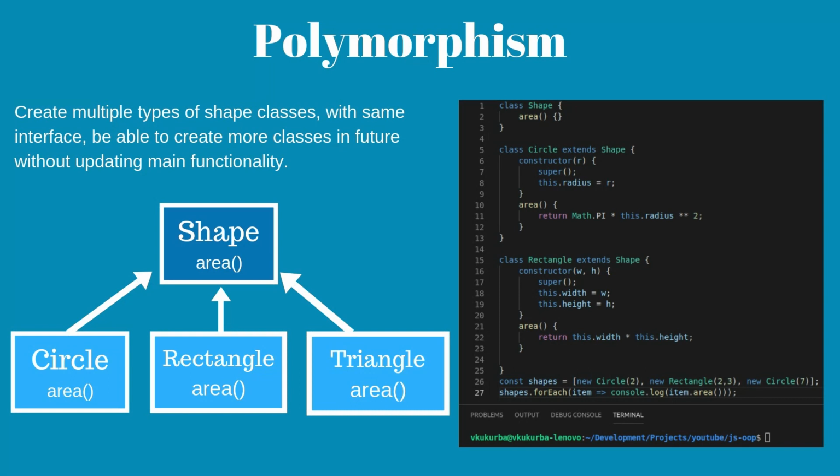We would like to create a family of shape classes with a common interface to work with each of them in the same way and be able to create more shape types in future without updating code that handled them. For that, we will create a parent class called shape and, for example, three child classes: circle, rectangle, and triangle, with one method that will return shape area based on shape configuration. Also, we will add some code that works with instances of those classes.